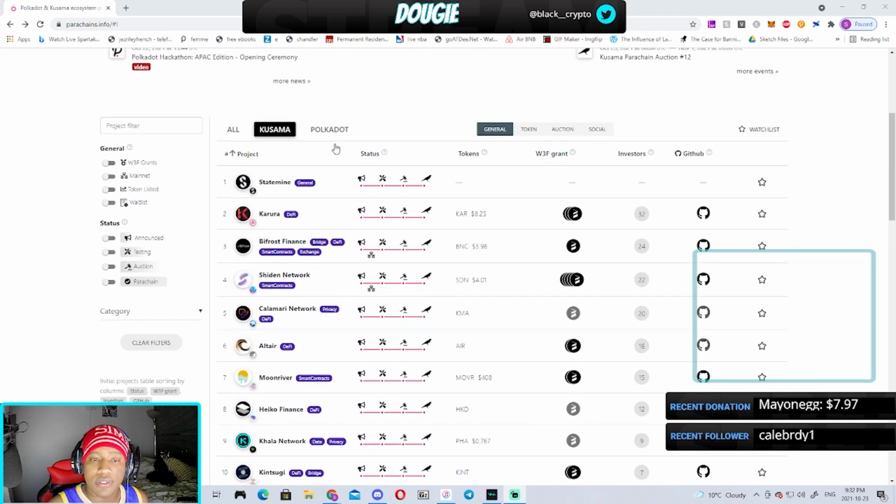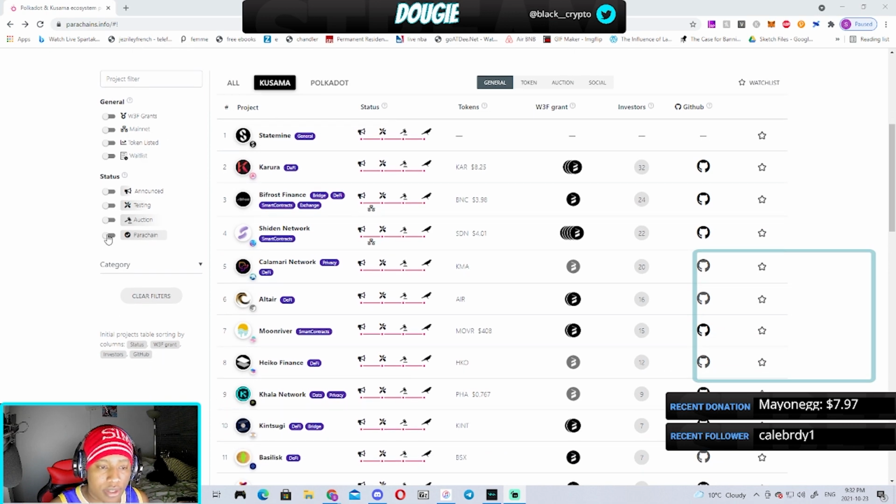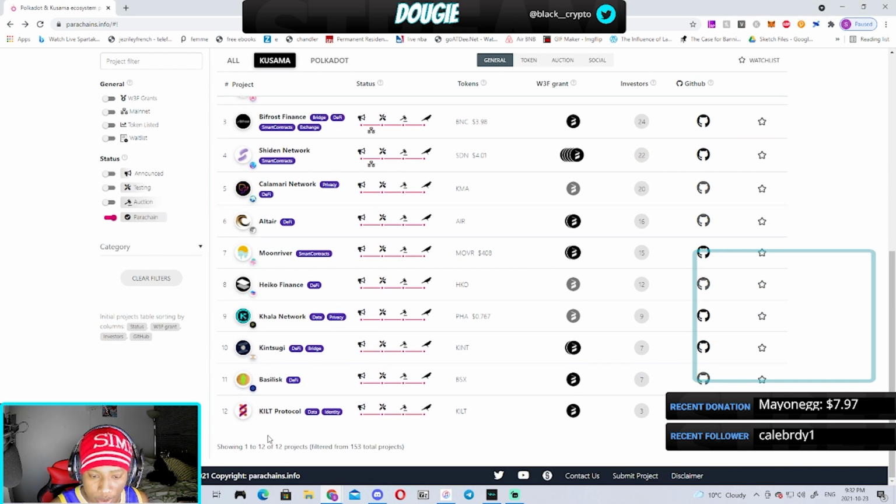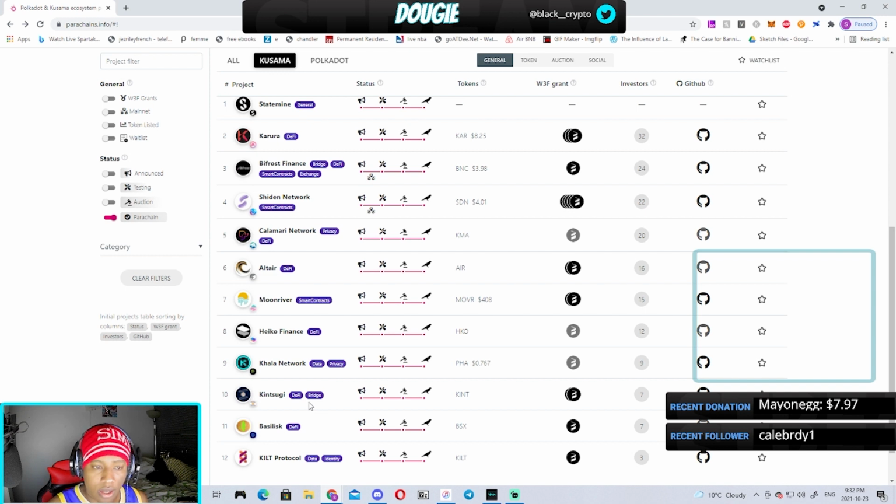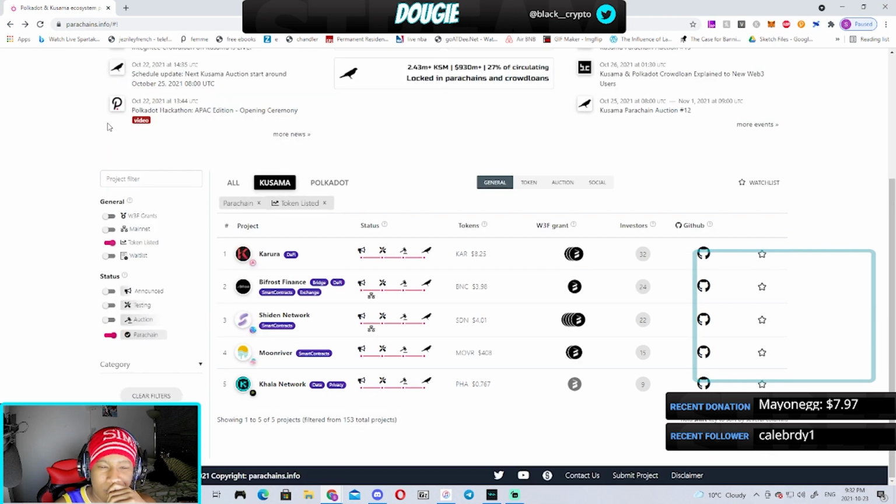We can see here on the Kusama side, if we pick some options, the teams or projects that have already won a slot are about 12. And the ones that have already listed their tokens are about 5. So these teams have already listed their tokens, and we can get a gauge and see what the reward structure is and how much people got if they participated in the Kusama parachain auctions.